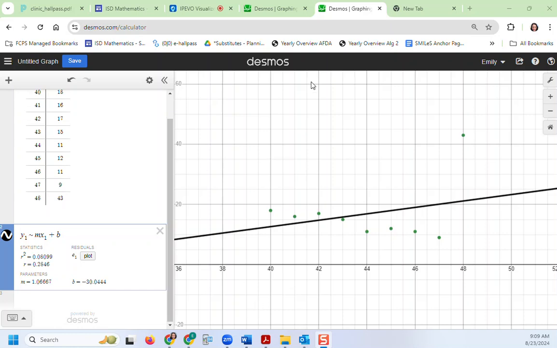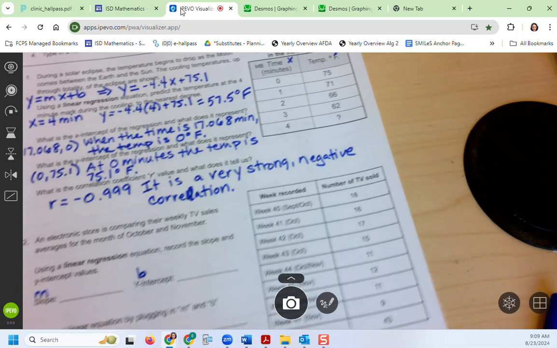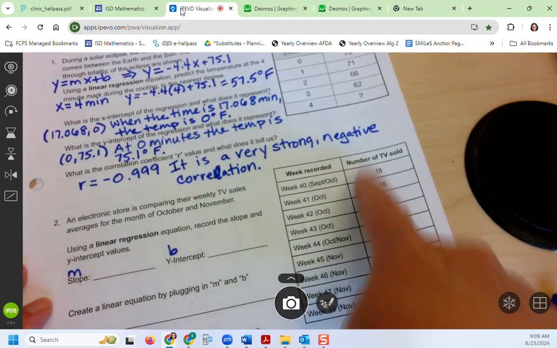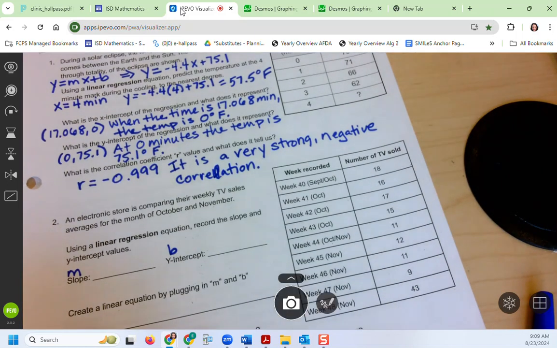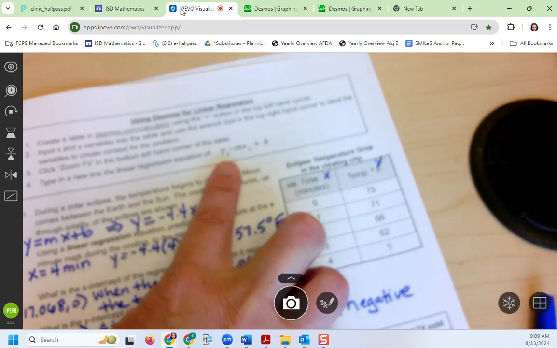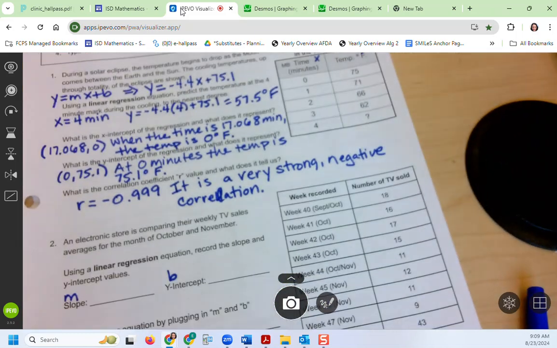So going back to the notes real quick. We have a new data set. We entered the weeks and we entered the number of TVs sold. And then we did a linear regression with the same equation as the top. y1 tilde mx1 plus b. And now we're finding m and b.